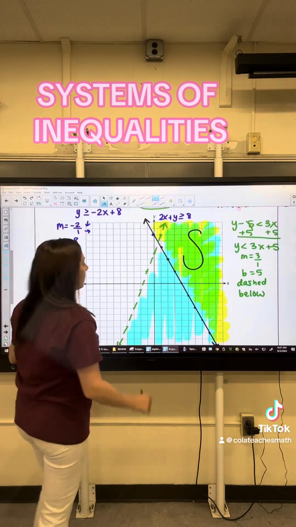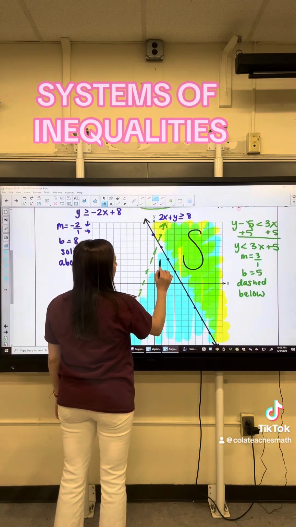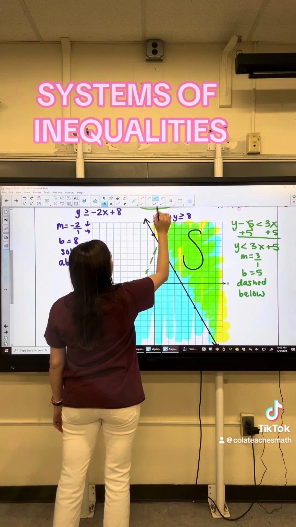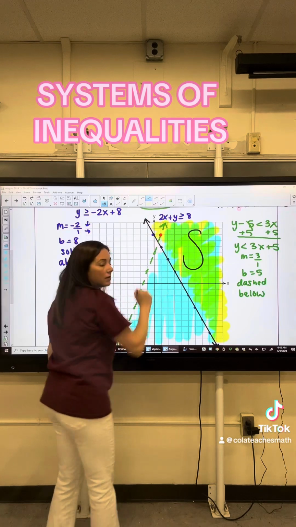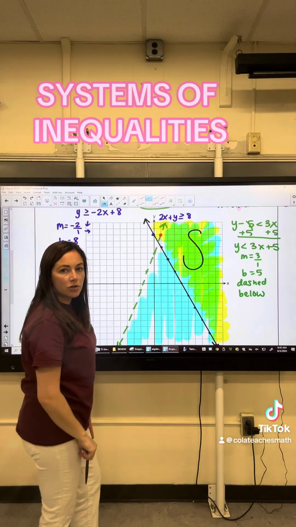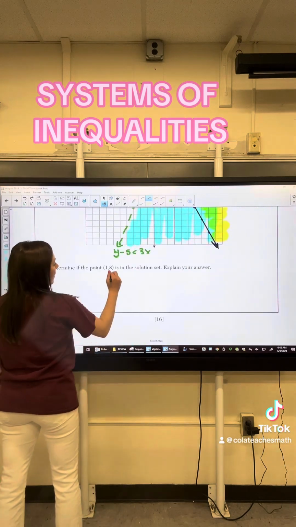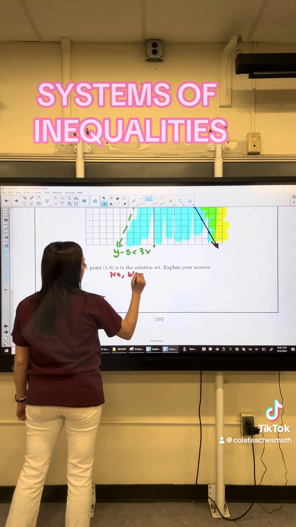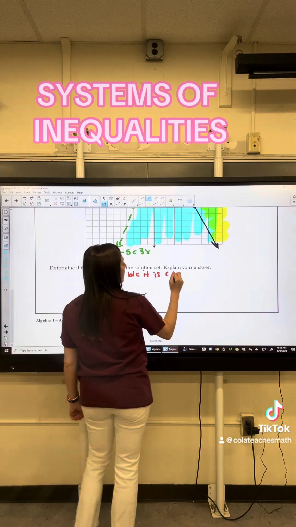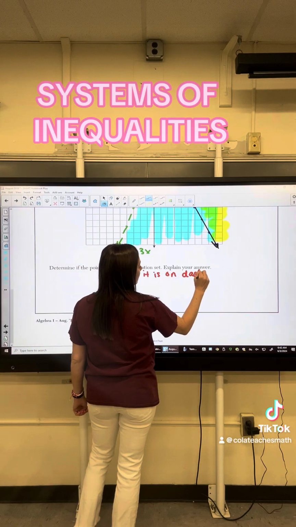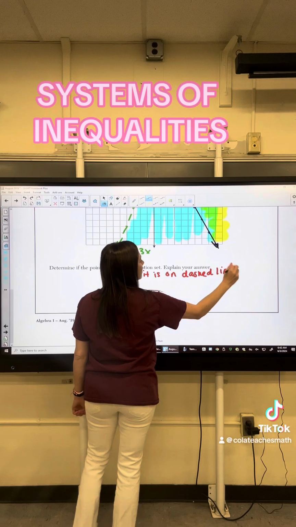Okay, so let's find the point 1,8. 1, 1, 2, 3, 4, 5, 6, 7, 8. So the point 1,8 is right here. It is not in the solution set because it's on the dashed line. That is bad. So I'm going to say no, because it is on the dashed line. And that's the systems of inequalities.